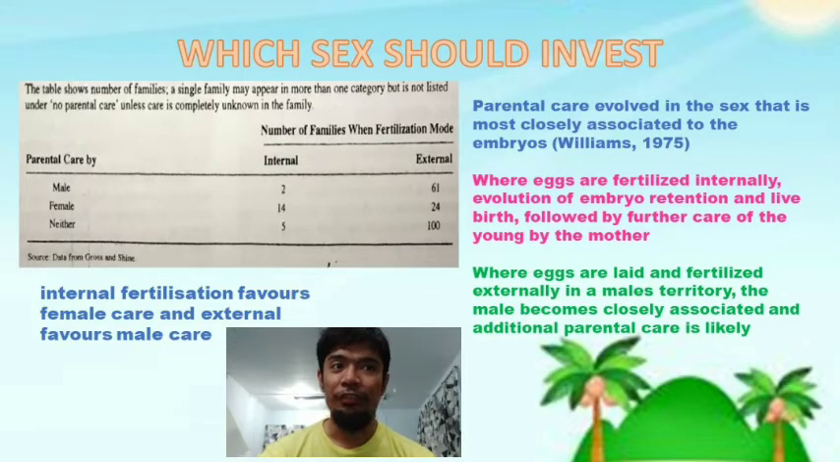To answer that, let's look here. Parental care evolved in the sex that is most closely associated to the embryos. This is according to Williams, 1975. Where eggs are fertilized internally, evolution of embryo retention and live birth followed by further care of the young by the mother. Where eggs are laid and fertilized externally in a male's territory, the males become closely associated and additional parental care is likely. We can conclude that internal fertilization favors female care and external favors male care.